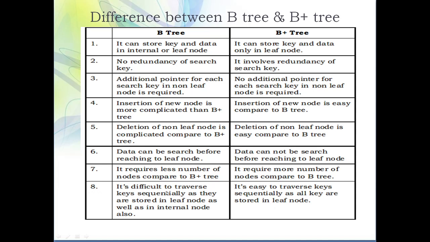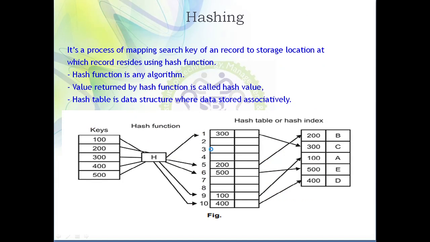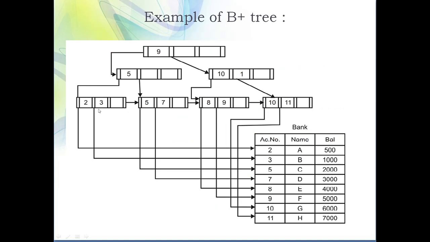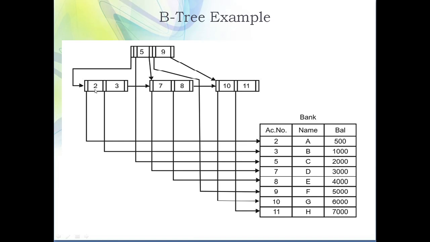And at the last, it's difficult to traverse keys sequentially in B-tree, as they are stored in a leaf node as well as an internal node. But in case of B+tree, it is very easy to traverse because we are storing all the keys and data in the leaf node. So from the leaf nodes you can easily traverse to any record of the table. This is an important feature of a B+tree. In case of a B+tree you can easily reach any record of the table because all the keys and values are present in the leaf node. But this is not the case in B-tree. In B-tree, a few keys are present in leaf nodes and a few are in non-leaf nodes.